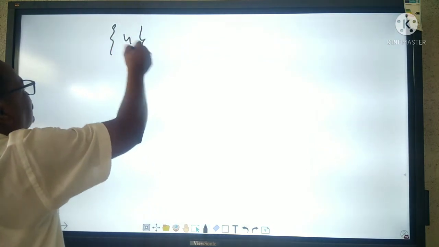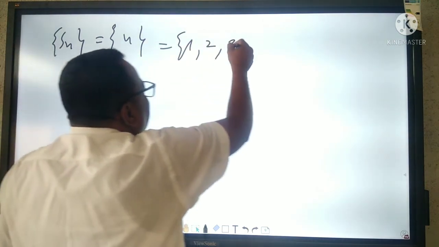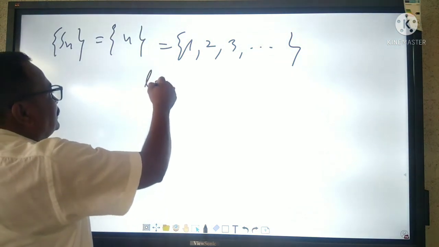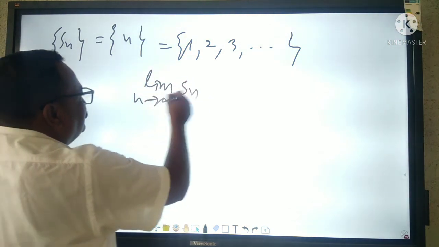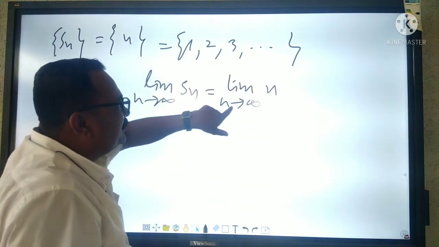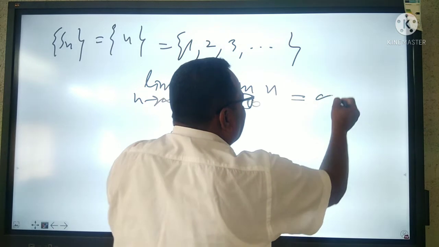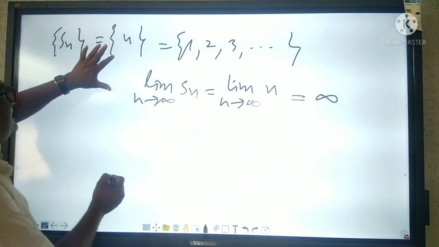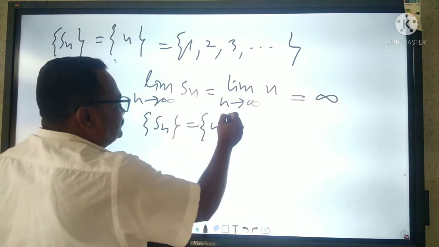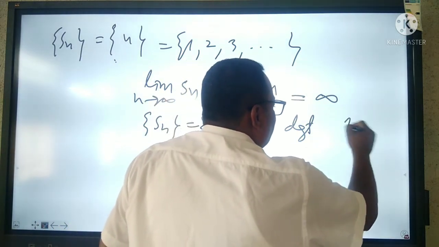Now, one more: the sequence n, that is Sn equals 1, 2, 3, dot dot dot in this way. This is not a convergent sequence. The limit of Sn as n tends to infinity means the limit of n as n tends to infinity. If n is a very large number, the limit of n is infinity. So this is a divergent sequence. We say therefore that the sequence n is divergent and diverges to infinity.